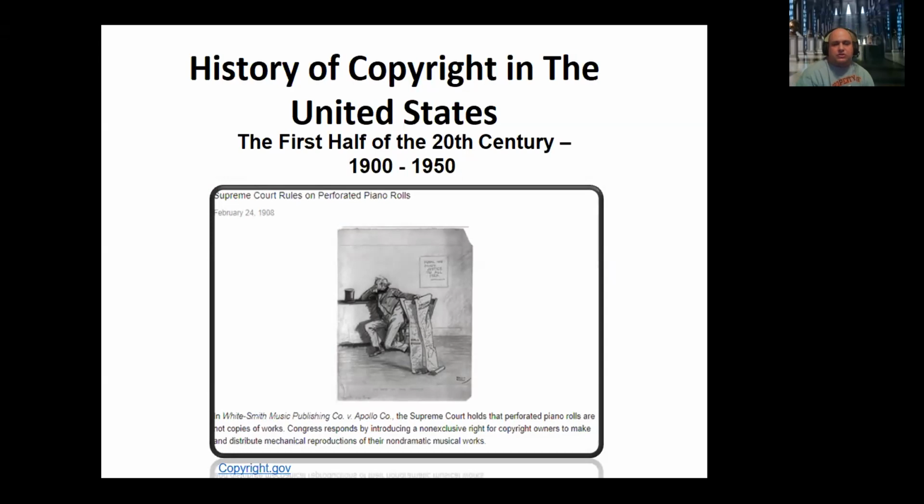So I thought it was interesting because you could have two copyrights dealing with the same song. One of the composition of the music itself, and then also the copyright dealing with the actual perforated piano roll playing in the piano.